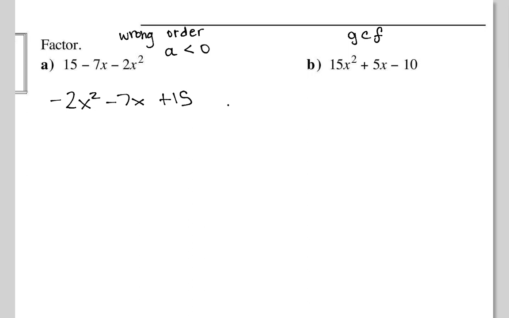Okay, so the other thing I really despise is the negative on the x squared term. So I'm going to factor out a negative 1. What happens when you factor out negative 1? Only the sign changes. The numerical value does not. So you get 2x squared plus 7x minus 15. Now I'll just factor that thing.